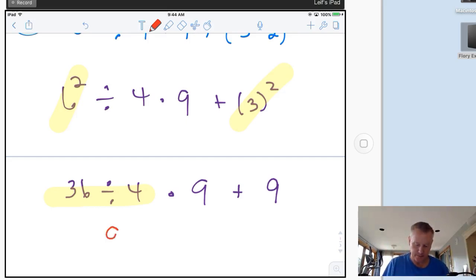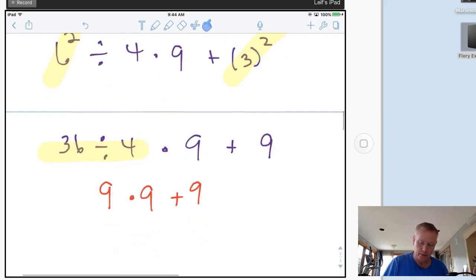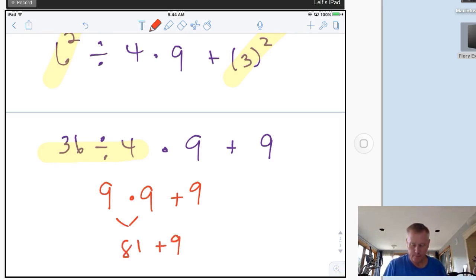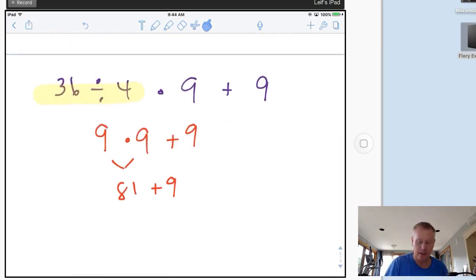36 divided by 4, that's 9. And now I do the multiplication part next. 9 times 9 is 81. And last but not least, I add those together, and I get my 90. Okay.